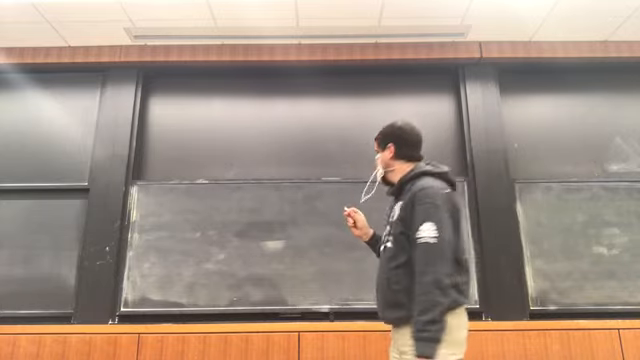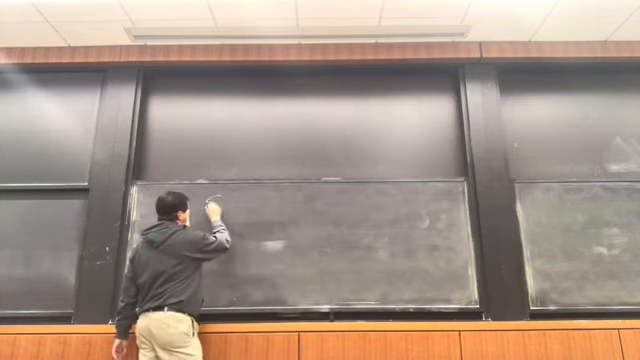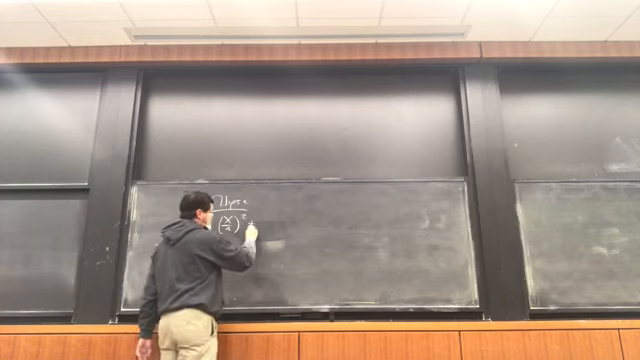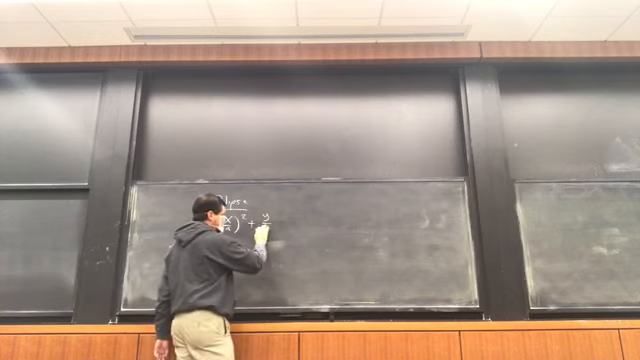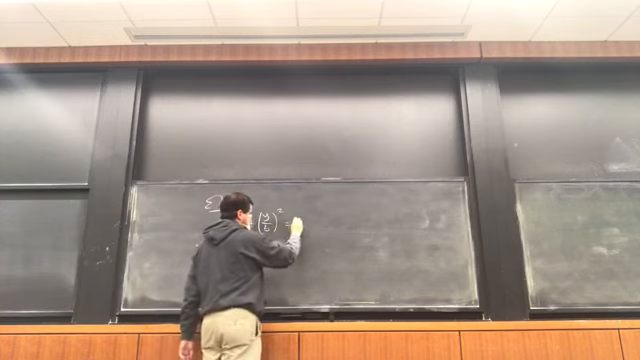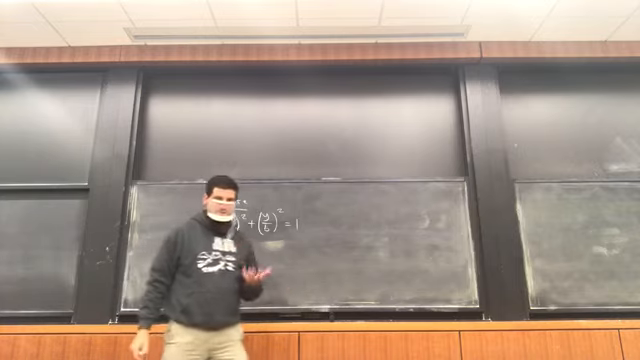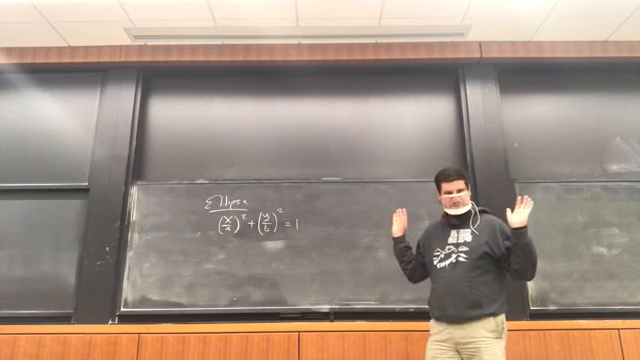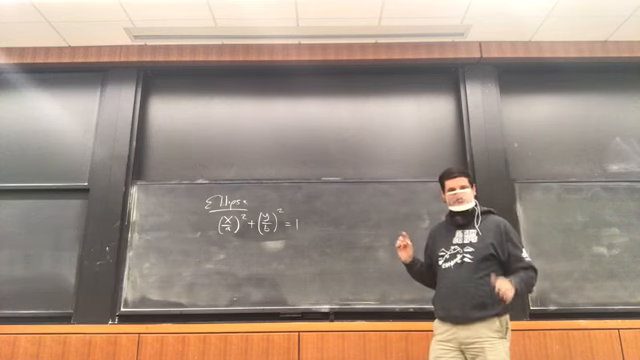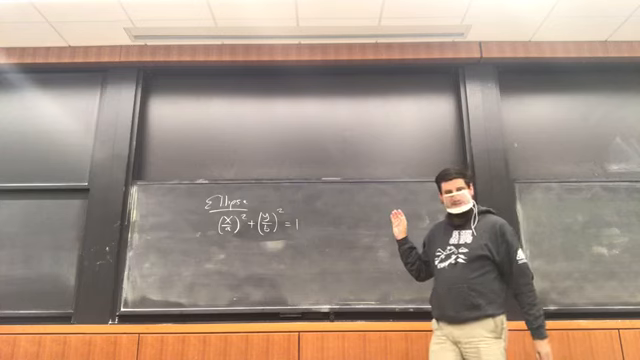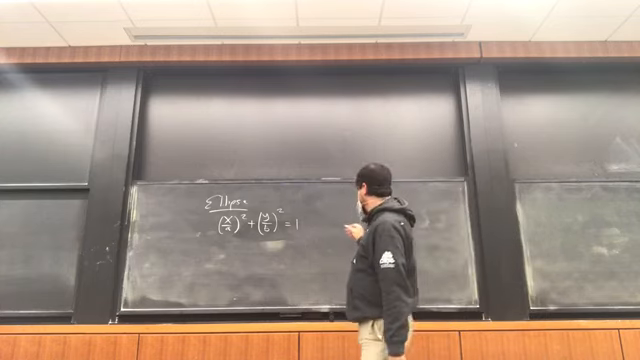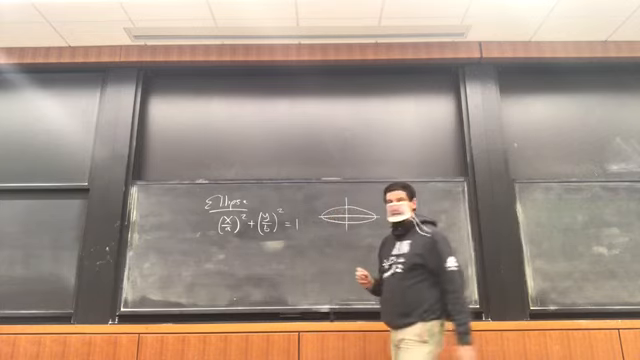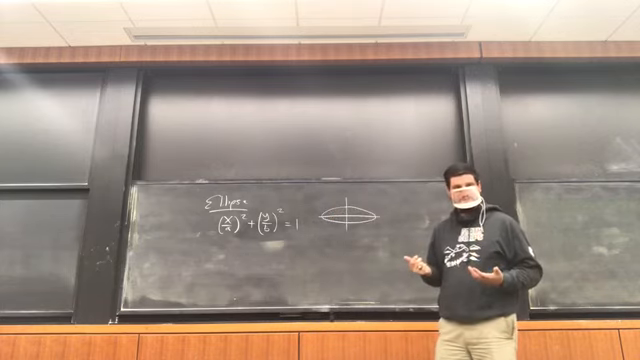x squared over a squared plus y squared over b squared equals 1. So you have just discriminated amongst ellipses. That's fine. What are you assuming when you give me this? That the ellipse is oriented horizontally or vertically? Yes. That the ellipse is aligned with the coordinate axes.